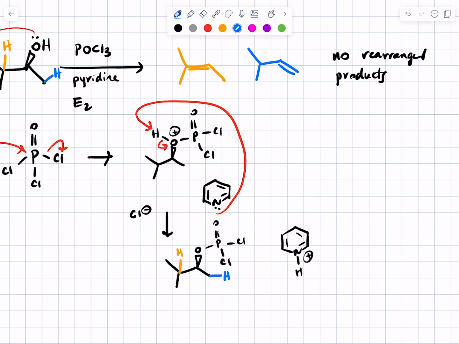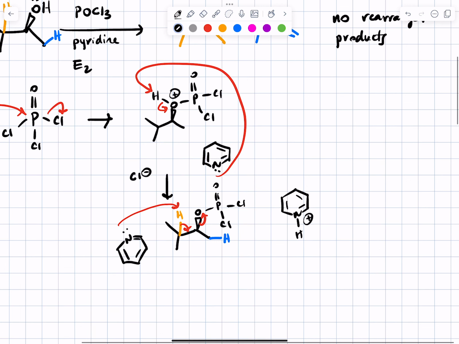So removing the orange beta proton with another molecule of pyridine, so you'd need at least 2 for every molecule of starting material you have, does the E2 reaction step. Of course, if instead we removed the blue beta proton, that would lead to the blue product above, and I'll just show you that mechanistic step.